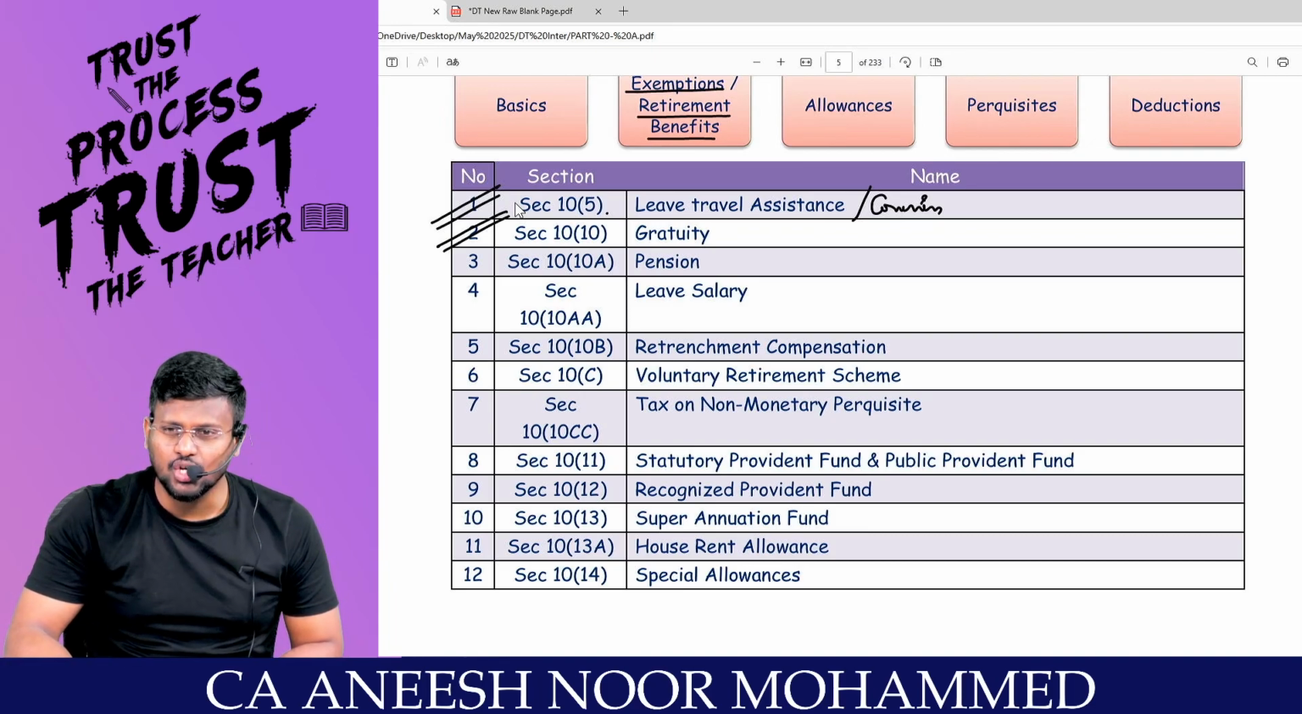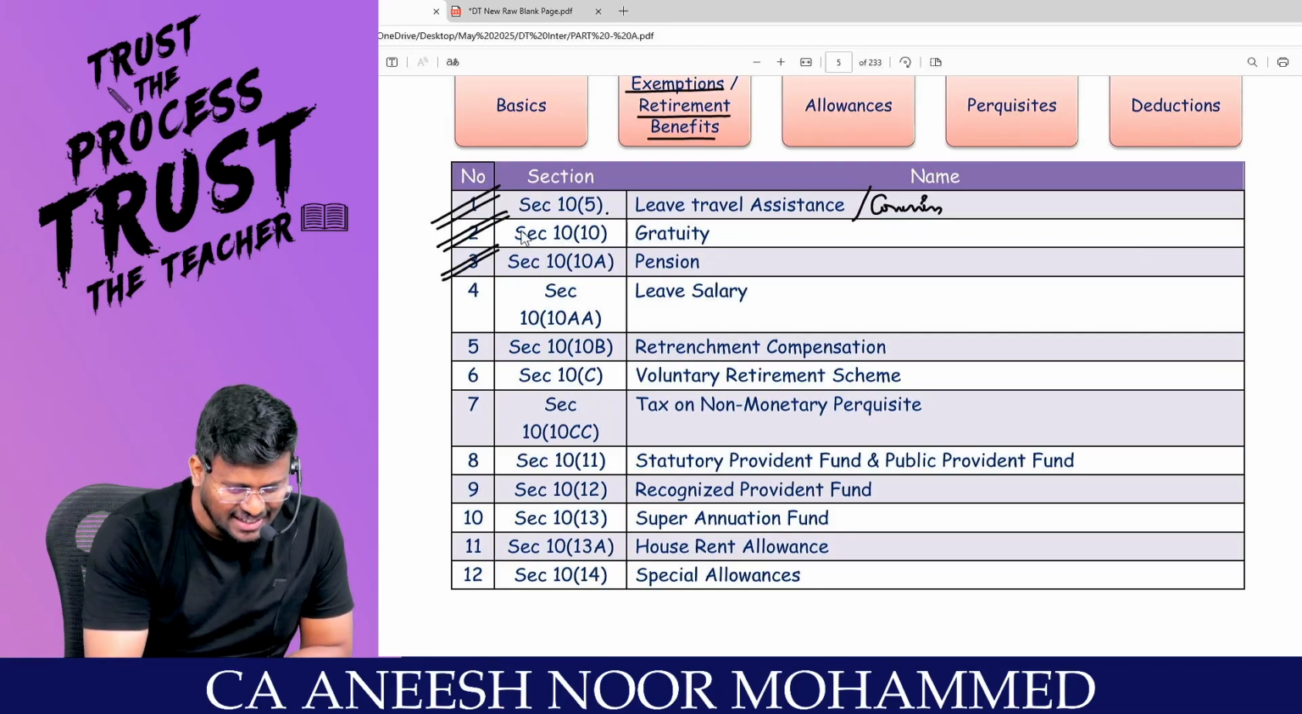So what is 10(5)? Leave travel concession or leave travel assistance. What is 10(10)? Gratuity. Section 10(10A) is pension.